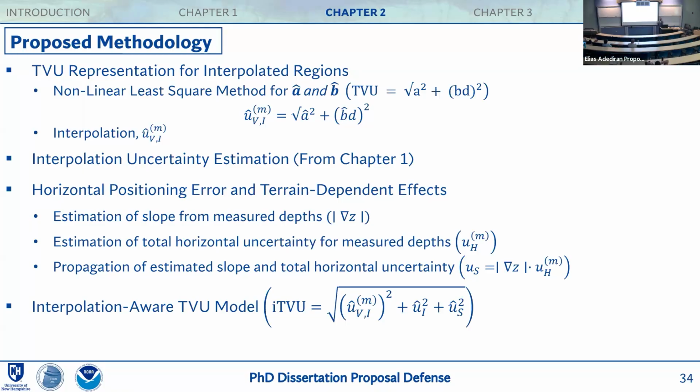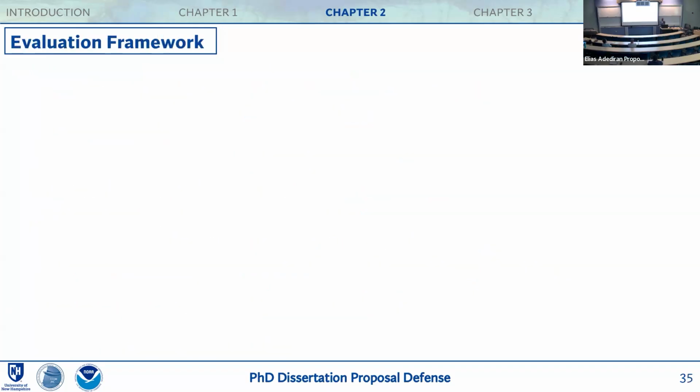Then the next thing is to combine these components together using the law of propagation of variance, with the assumption that these parameters are independent. Once we have that, we can assign the hydrographic quality within the interpolated region.